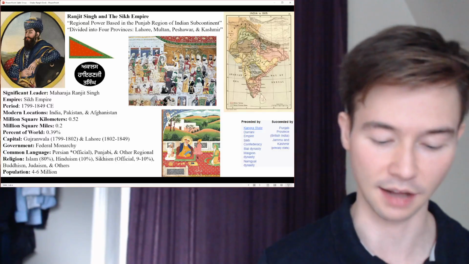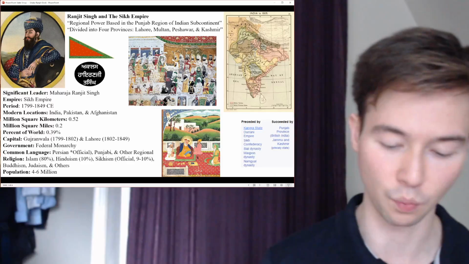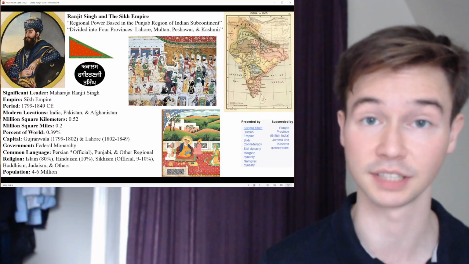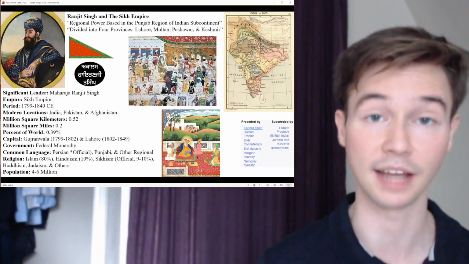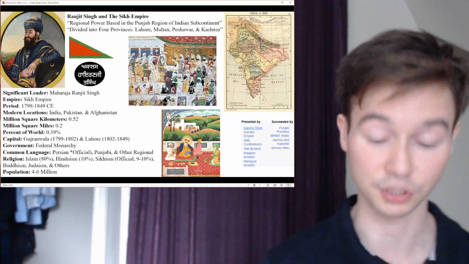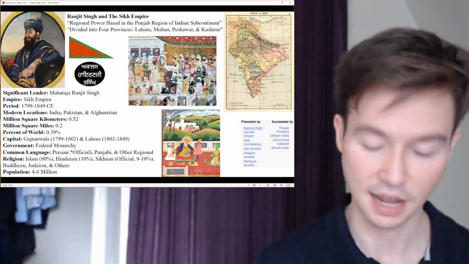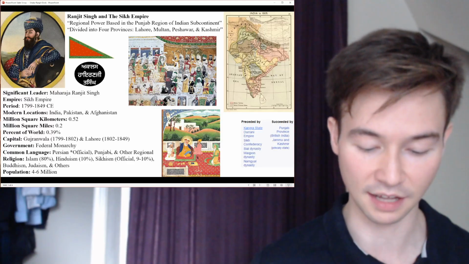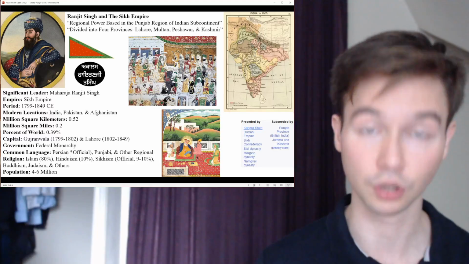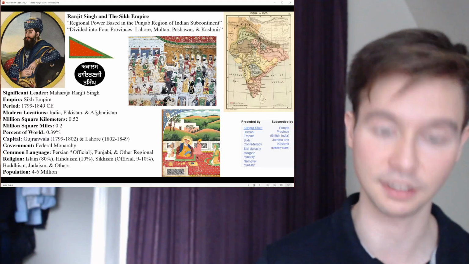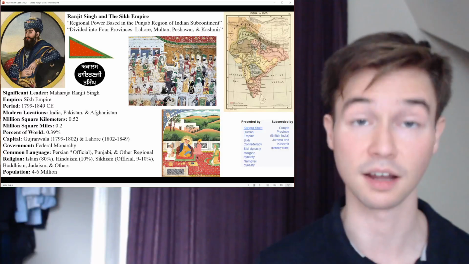As for the Second Anglo-Sikh War, the Sikh Empire's weakened state and continued internal conflicts led to the Second Anglo-Sikh War in 1848. This time the British decisively defeated the Sikhs, and the fall of Multan and the defeat at the Battle of Gujarat in 1849 marked the end of the Sikh Empire.